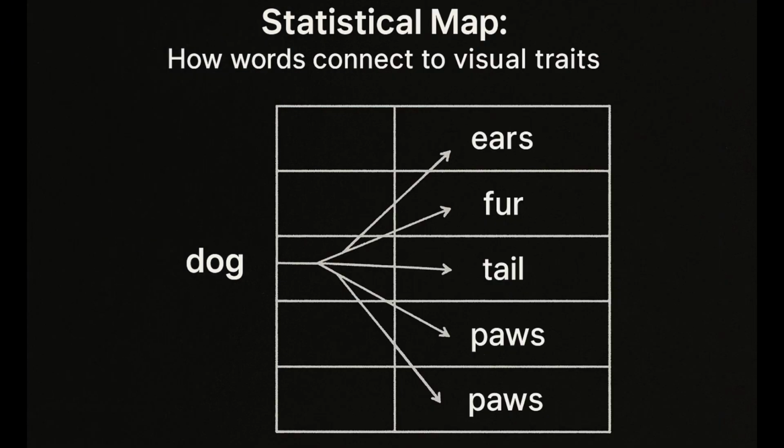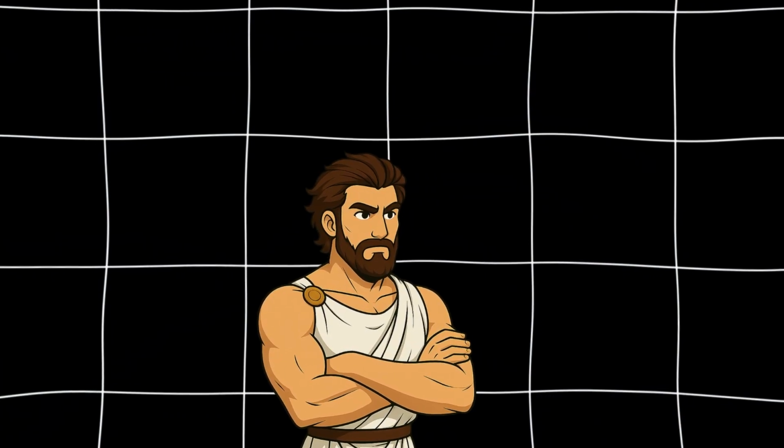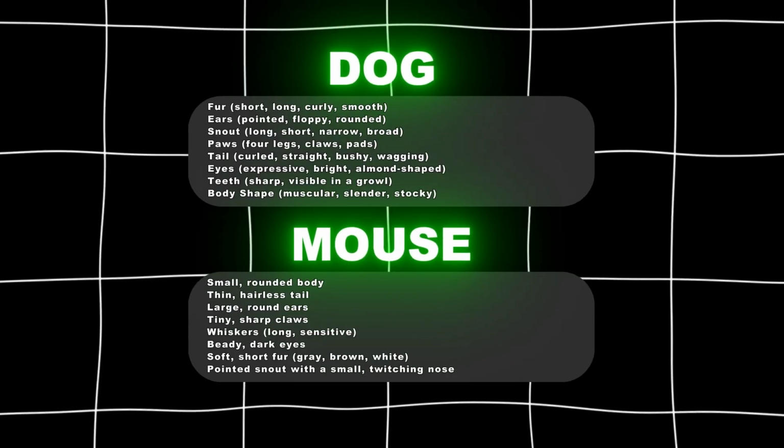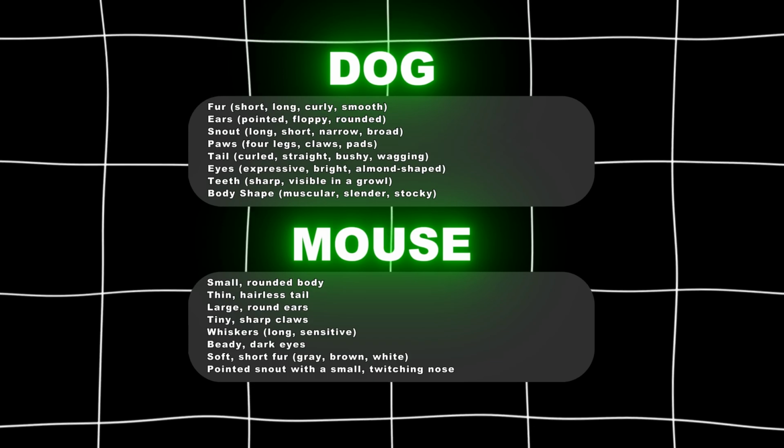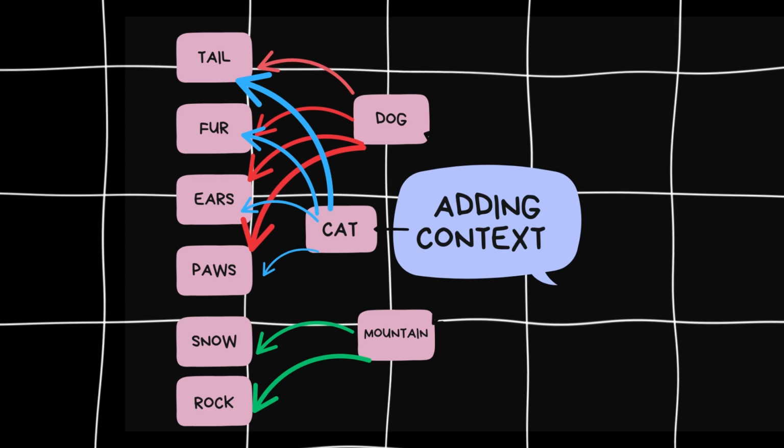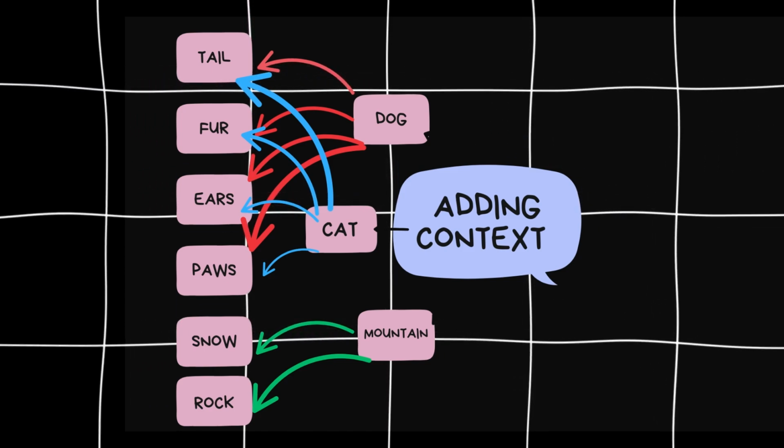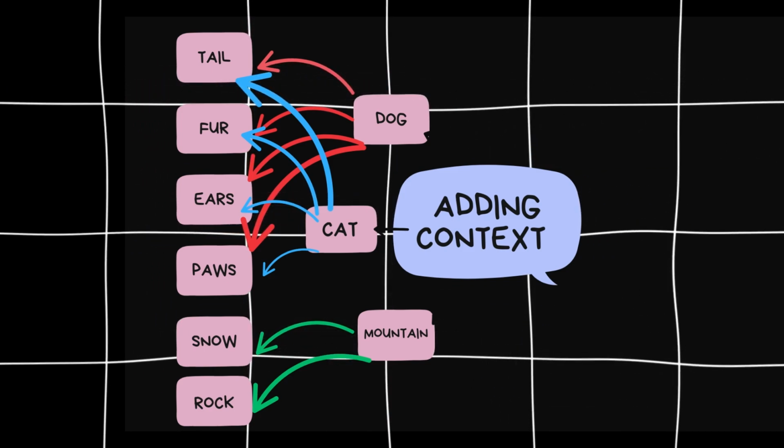For example, the word "dog" gets associated with things like ears, fur, tail, and paws. But it's not just a simple one-to-one map. Each word has layers of associations, connecting to dozens of traits based on its context in the training data. For example, a cat might also connect to tail, paws, and even sleeping, if it's seen in various scenarios.